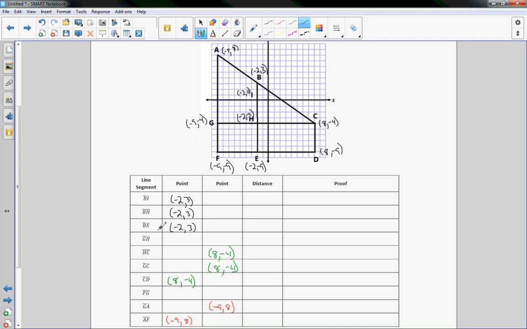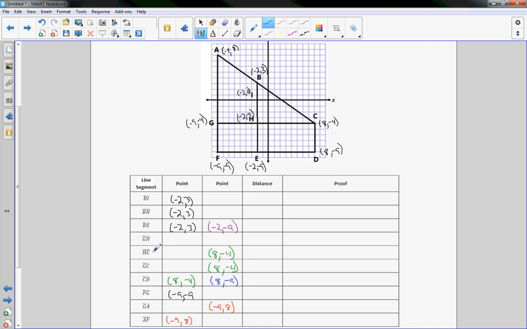D is the point 8, -9. Here's a D here, and it's second. 8, -9. No other D's. E is the next one. E is -2, -9. There's no other E's. F is -9, -9. That's here. I don't see any other F's.